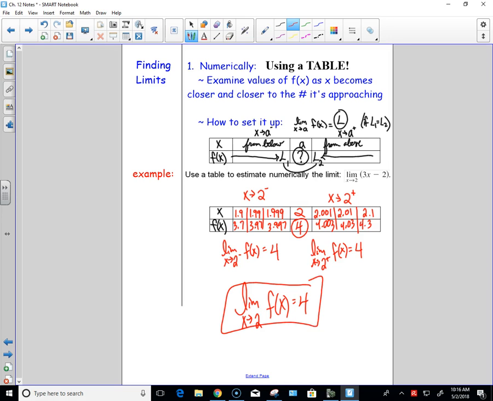Pause, do you guys hear what I just said? Did anybody plug in 2? 3 times 2 is 6, 6 minus 2 is 4. Huh. Plug in 2, you get 4. And that's what the limit seems to have been. I wonder if that always works. That'd be a lot shorter.